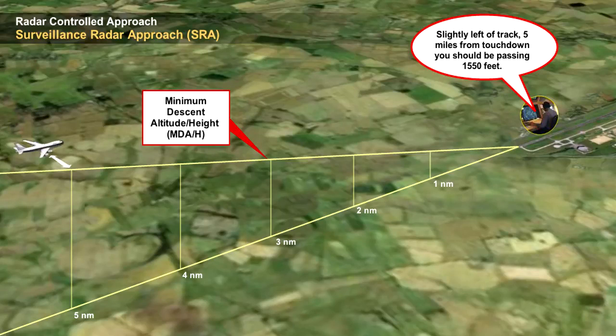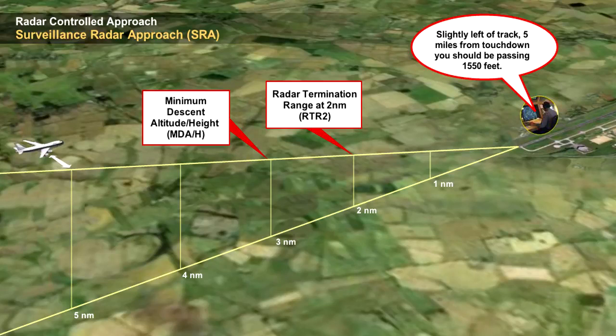Like the PAR, the procedure will end at OCAH. However, the procedure will automatically terminate at the Radar Termination Range, RTR. This is the range at which the radar service will be automatically terminated. Typically, RTR2 is used, indicating that the radar service will be terminated at 2 nautical miles from the threshold of the landing runway. If the RTR is 2, distance information is passed, with advisory height information, every 1 nautical mile. If RTR1 is applicable, range and height information is passed every half a mile.